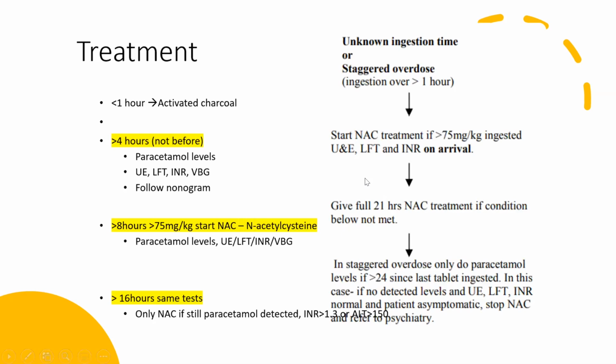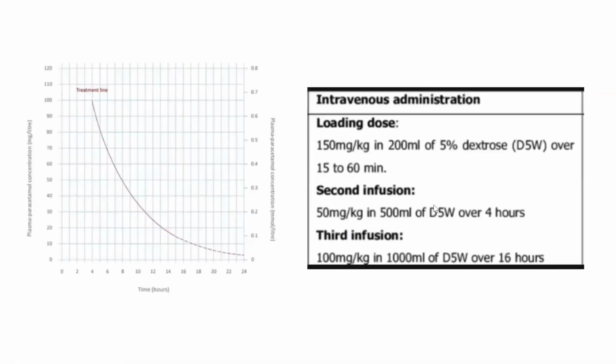You're going to start NAC pretty much anyway, because it's very difficult to work out how much they've taken milligram per kilogram wise. And this is the nomogram on the left of the screen, and the treatment line is this red line. So depending on how long after the overdose it is and how much paracetamol is in the system, you treat depending on that. So you give NAC if you are over that treatment line, and you plot it on the graph. But again, the paracetamol proforma has it.